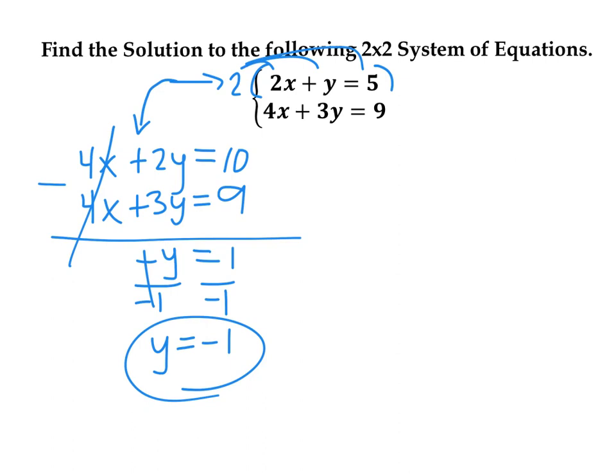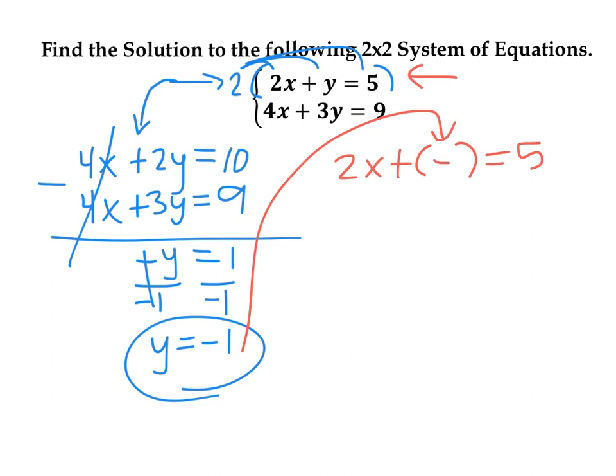So I'm going to plug in the y into 2x plus y equals 5. I'm using this equation to substitute. I'm going to take the y, plug it in, and then I solve for x. So I have 2x minus 1 equals 5.